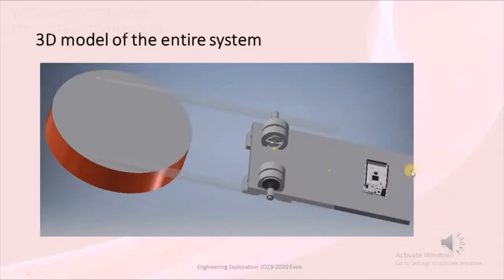The 3D model for the entire subsystem: you can see the drums, the drumsticks, the U-clamp, DC motors which are encased within the U-clamps. This is the external casing, and the Arduino. This is the basic drum playing system.